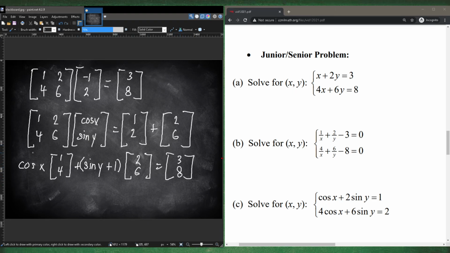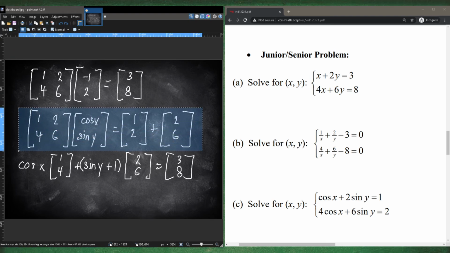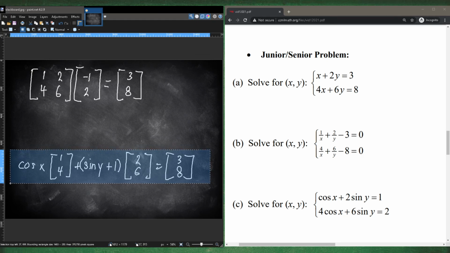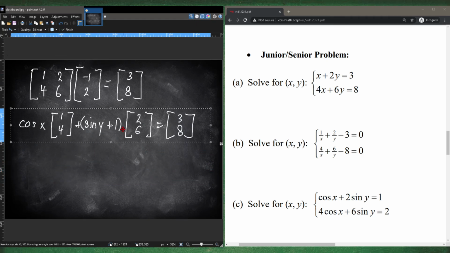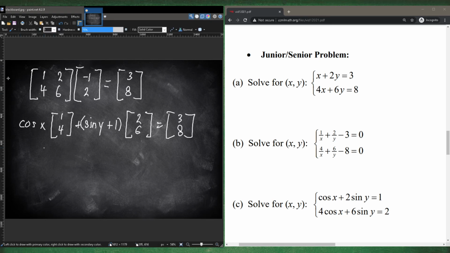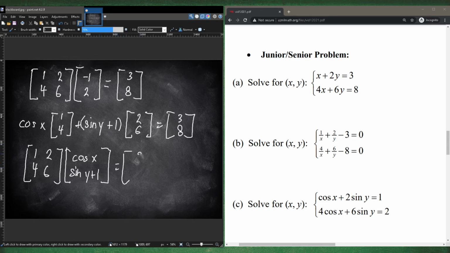That means if we write this thing back into this form, let's delete this just so I could show why this works. We have 1, 4 back, so we just do the reverse thing. 1, 4, 2, 6. And then we have cosine of x again, and then the second one now is sine of y plus 1 is equal to 3, 8.